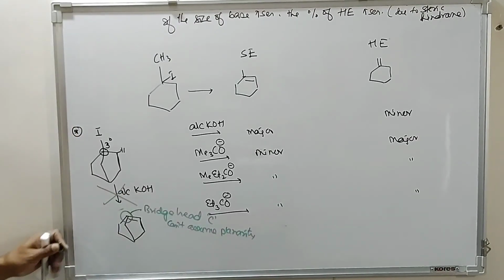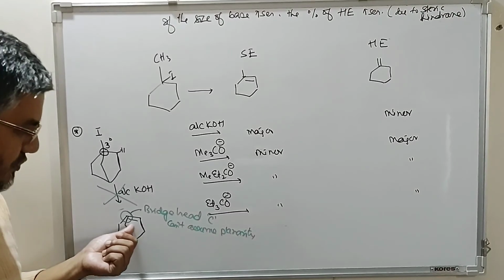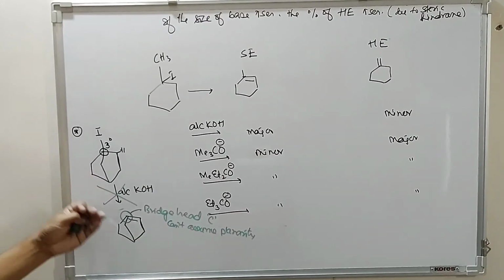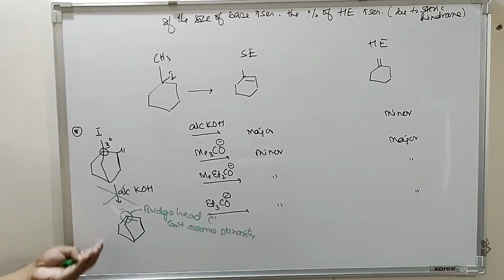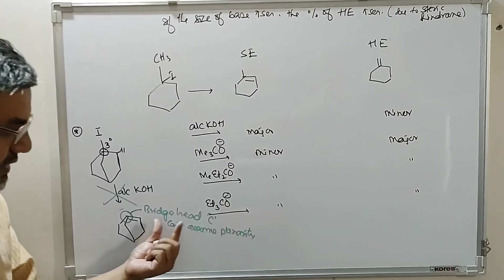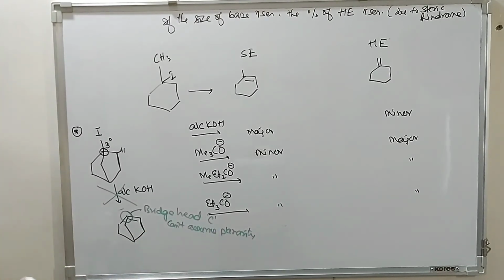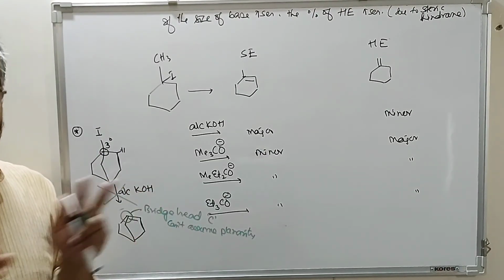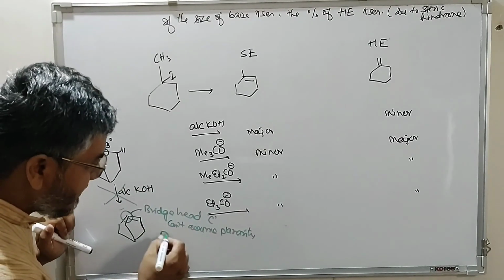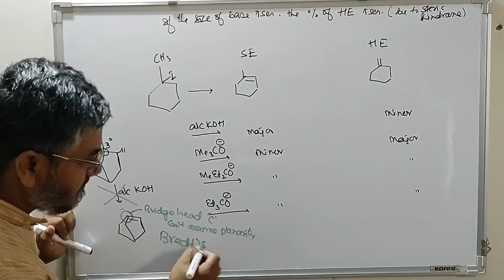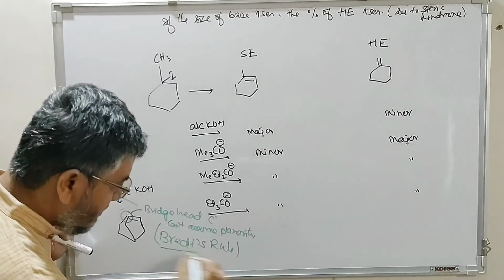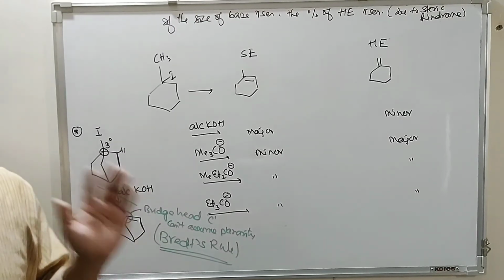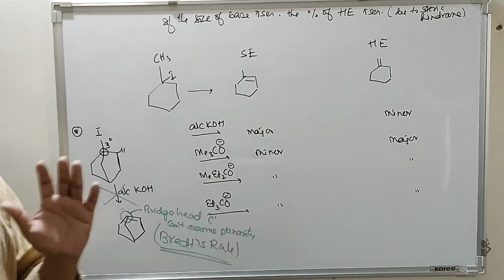Since the bridgehead carbon cannot assume planarity, there is no possibility of double bond formation at the bridgehead carbon, so no reaction takes place. Even if you use a much stronger base or a very high temperature, this alkene never forms. The reason is that bridgehead carbon cannot assume planarity. Whenever the halogen is to be removed at the bridgehead system, no reaction takes place, and this is what we call Bredt's rule. According to Bredt's rule, the bridgehead carbon cannot assume planarity and no elimination is possible at the bridgehead system.